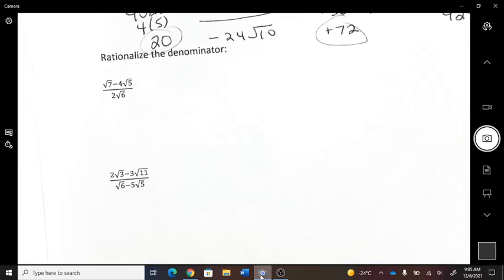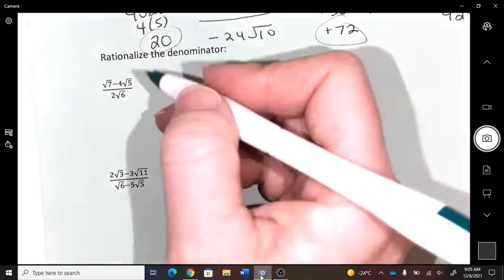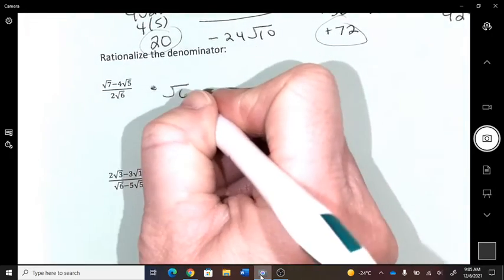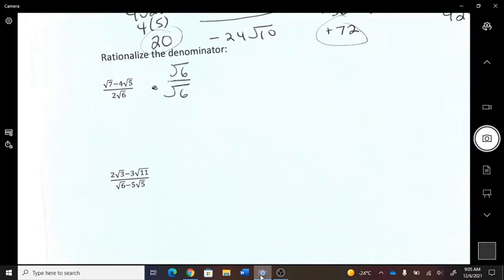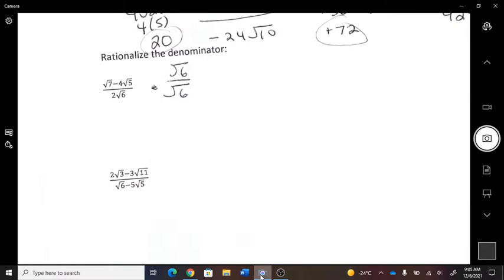Okay, rationalize the denominator. So this means you don't want to have a denominator in the bottom. This one is called the monomial one because there's only one term on the bottom. So if I have a monomial, I'm just going to times it by a root 6. To get rid of the root 6 on the bottom, I'm going to times it by a root 6. And then we learned that what you do to the bottom, you do to the top, so that you're essentially multiplying by 1.